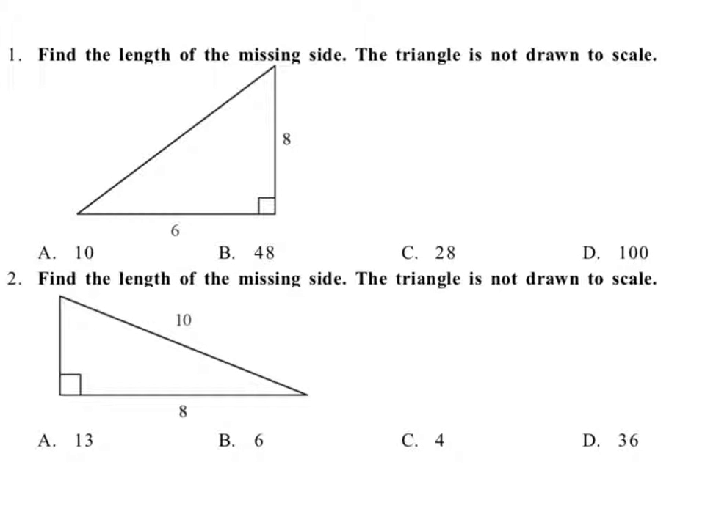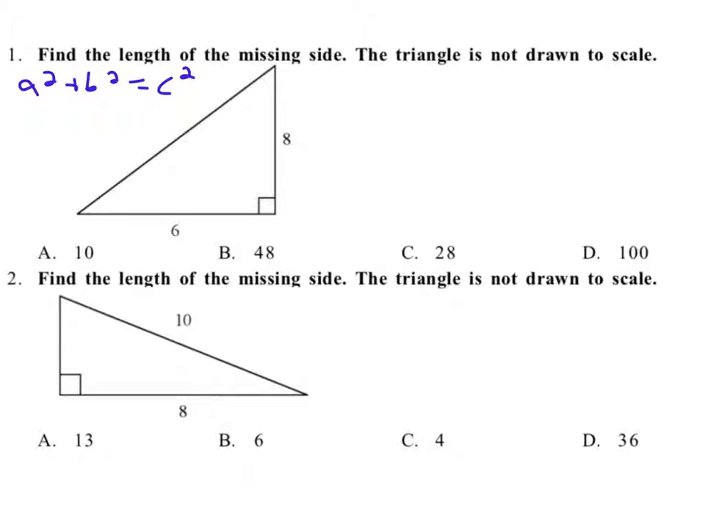Okay, let's jump into these. We're finding the length of the missing side, and it is a right triangle. So, of course, we will be using the Pythagorean theorem, a squared plus b squared equals c squared. We're going to use this for both of these, but they're slightly different problems in that for this first one, we are finding the hypotenuse, which is great.